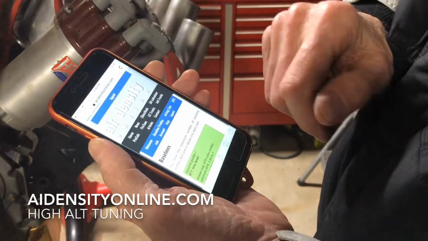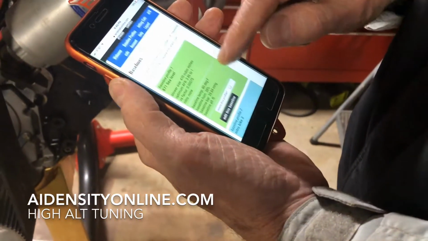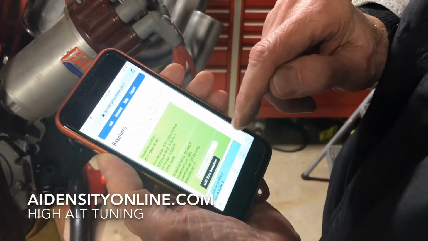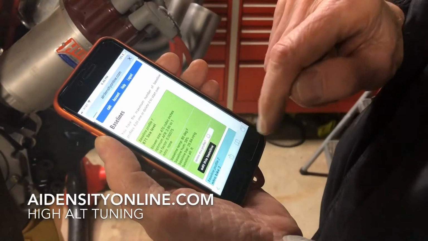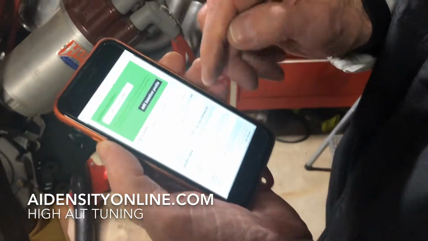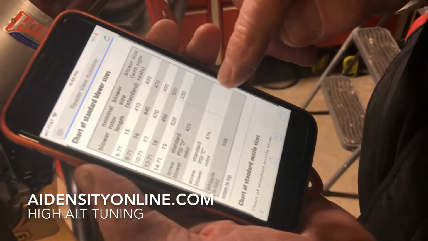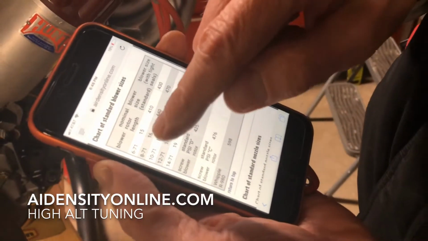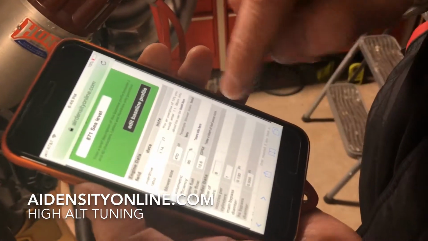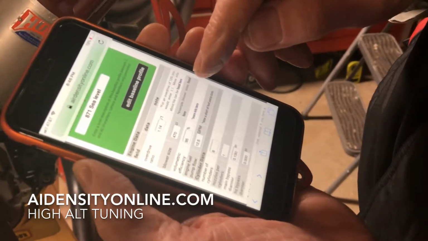I'm already logged into Air Density Online ProCalc. On the baseline profiles, this particular setup is an 871 blower and it's a sea level setup. We're going to examine this baseline. It's 14% overdrive. It's 470 cubic inches per revolution on the blower. That's an 871 at 470. I pulled that up with the link that's associated with that entry.